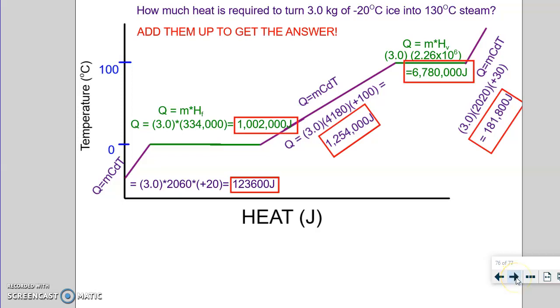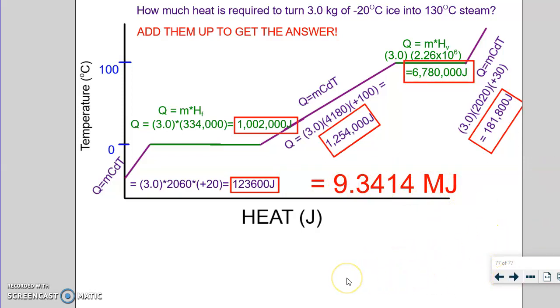So those are all of our heats, all of those numbers that I just calculated. I'm just going to add them up, add all those heats up, and that's how much total heat it takes to turn negative 20 degree ice into 130 degree steam if you have 3 kilograms of it, which comes out to a really big number, 9,341,400 joules, which I'm going to write in megajoules, save myself some digits there. I'm sure I can't justify these sig figs, probably can only justify like 1 or 2, so call it 9 megajoules or 9.3 megajoules, and we're good.